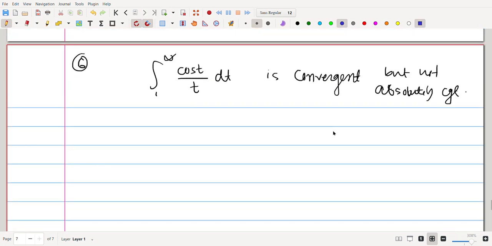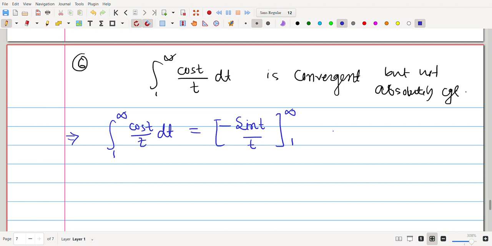And this is the last one, question number 6. The integral from 1 to infinity of cos t by t dt is convergent but not absolutely convergent. To show that it is convergent, you can just integrate it. Let's see what we will have.